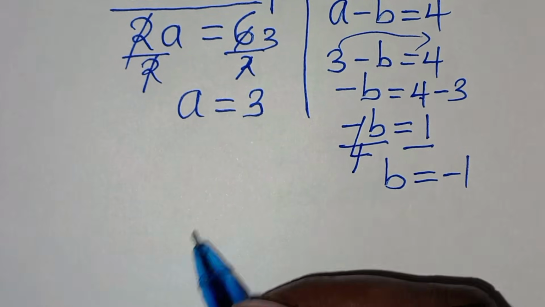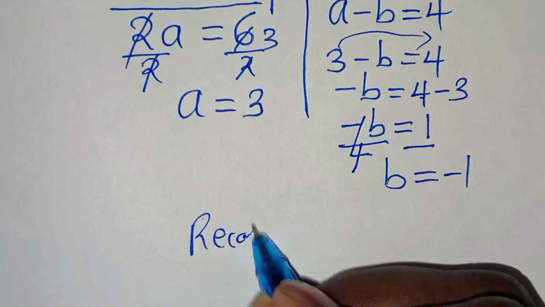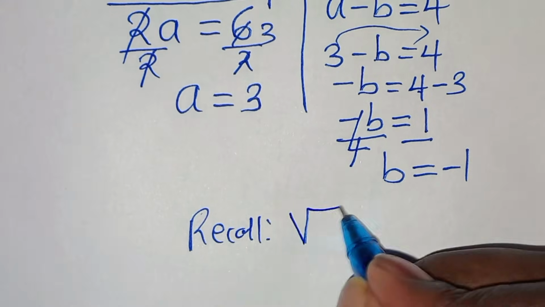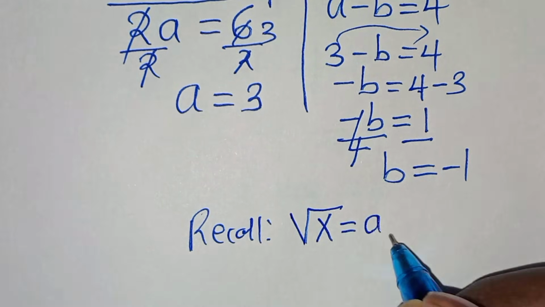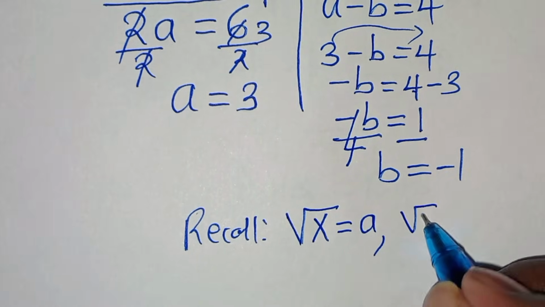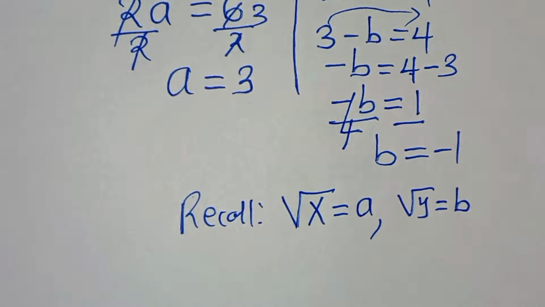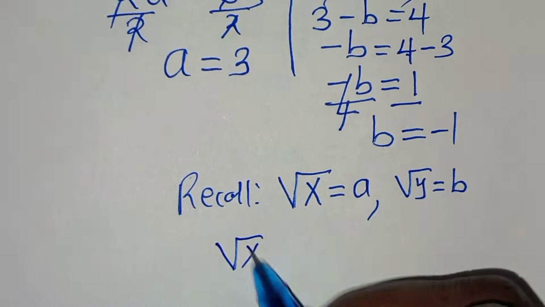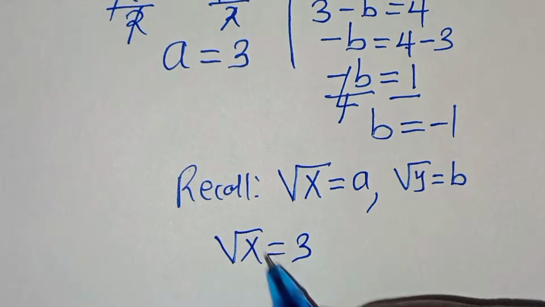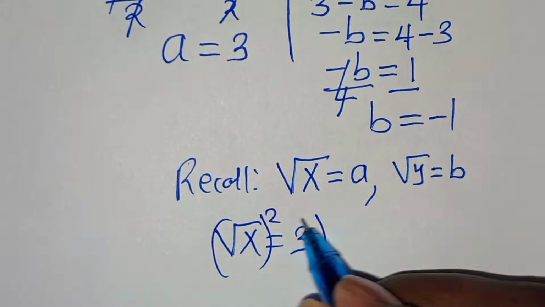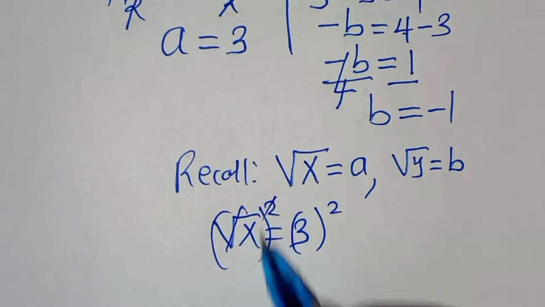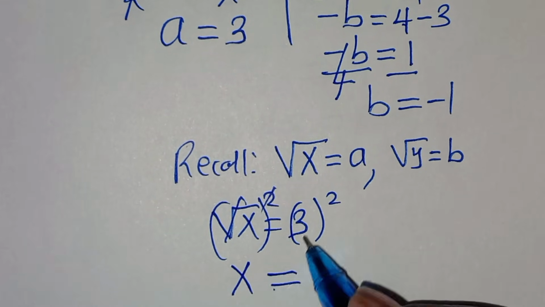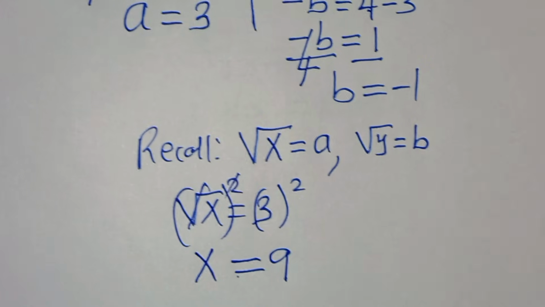Now, if you recall, we have that square root of x is the same thing as a, and square root of y is the same thing as b. So here we can substitute a, which is 3, so we have square root of x is equal to 3. Let's square both sides, and this means that the value of x is equal to 3 squared, which is 9.